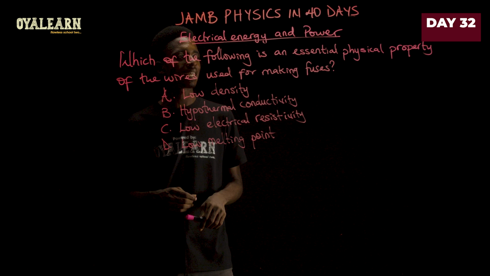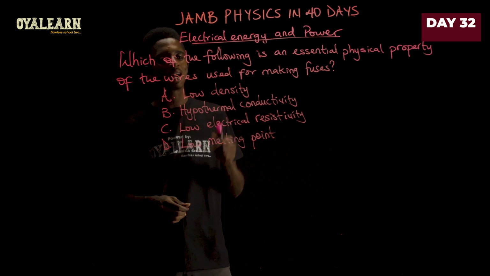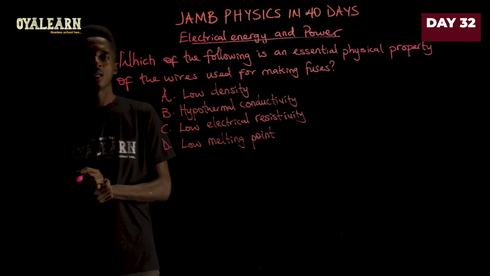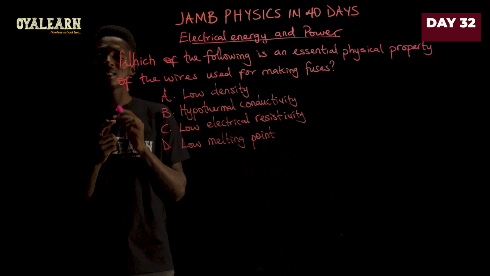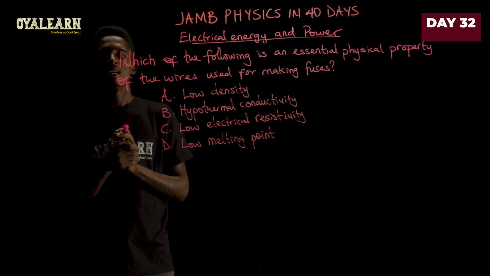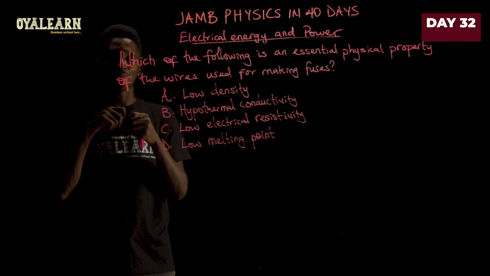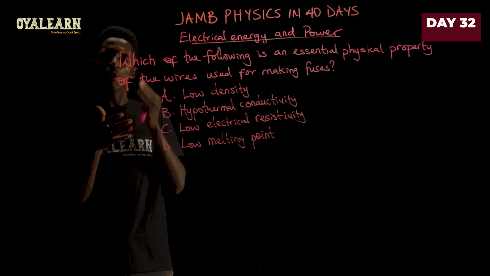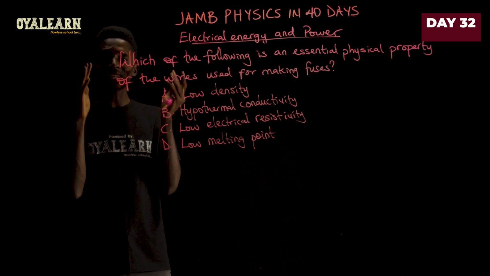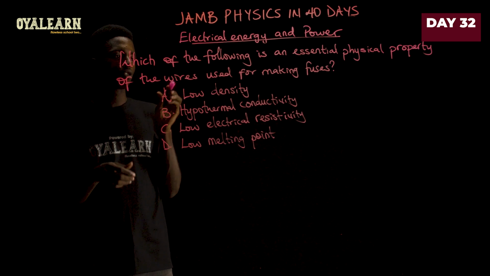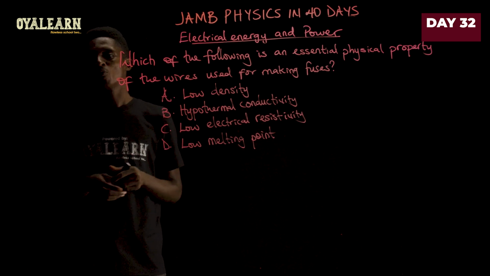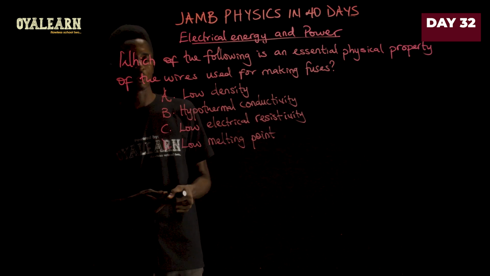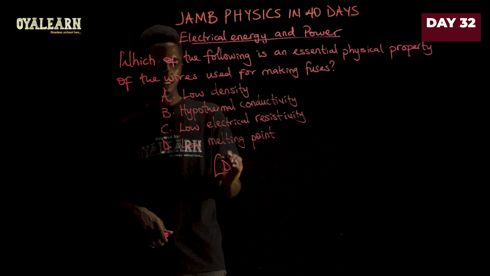Which of the following is an essential physical property of the wires used for making fuses? Now, I did mention that when it comes to a fuse, whenever there is a current surge, it becomes really hot and then melts and breaks the circuit. So that tells you that it is something that has a low melting point. That is, the higher the heat, the quicker it breaks. So the property of the materials used to make such wires is a low melting point. So the answer is option D.